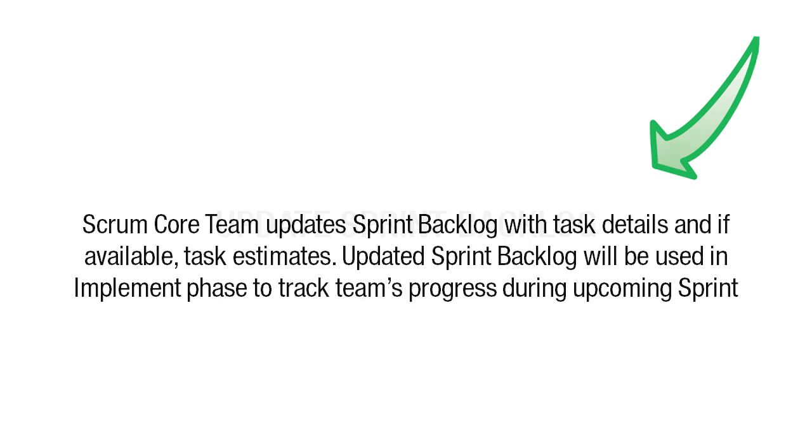Let us conclude this chapter by discussing the Update Sprint Backlog process. In this process, the Scrum Core team updates the sprint backlog with task details and, if available, the task estimates. The updated sprint backlog will be used in the implement phase to track the team's progress during the upcoming sprint.